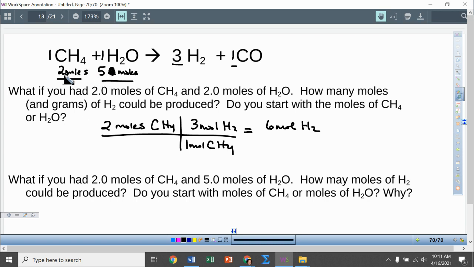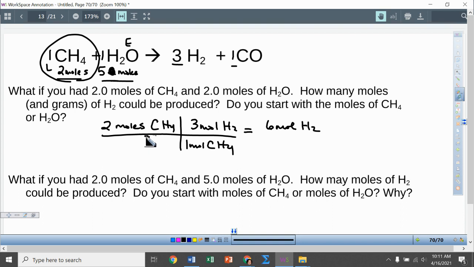Well, we can see here, and sometimes it's not as easy to see if I don't have a 1-to-1 ratio. I could have any coefficient here, right? But if I have a 1-to-1 ratio and I have 2 and 5, you can clearly see that CH4 is going to run out first. I'm going to use up 2 moles of water with 3 moles of water left over. And it's really going to be the same thing, right? Because this is what I'm going to use.